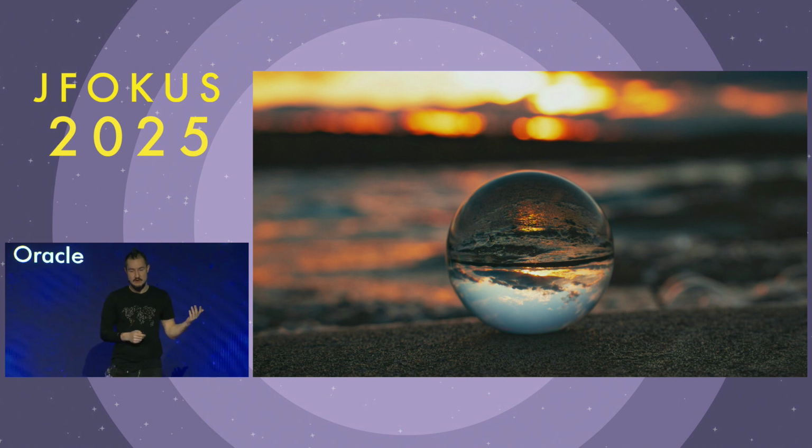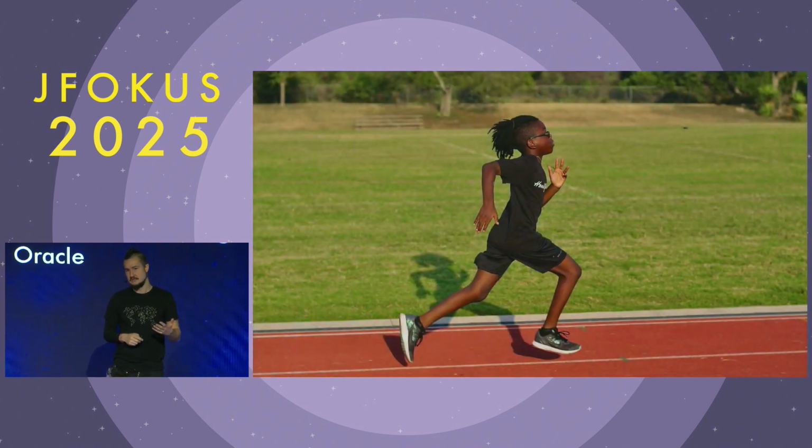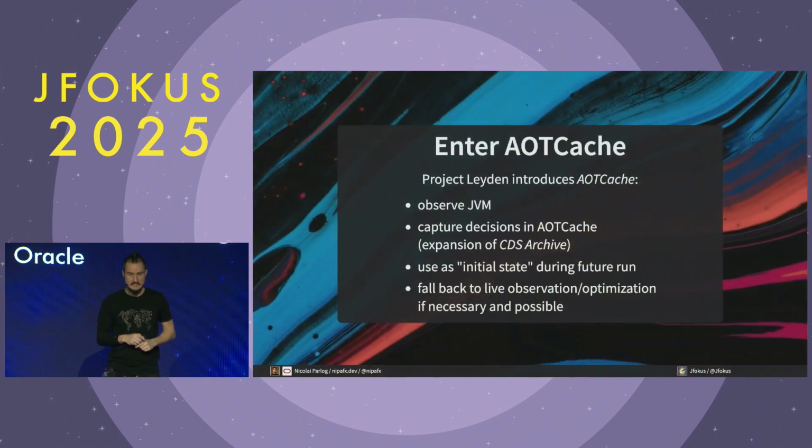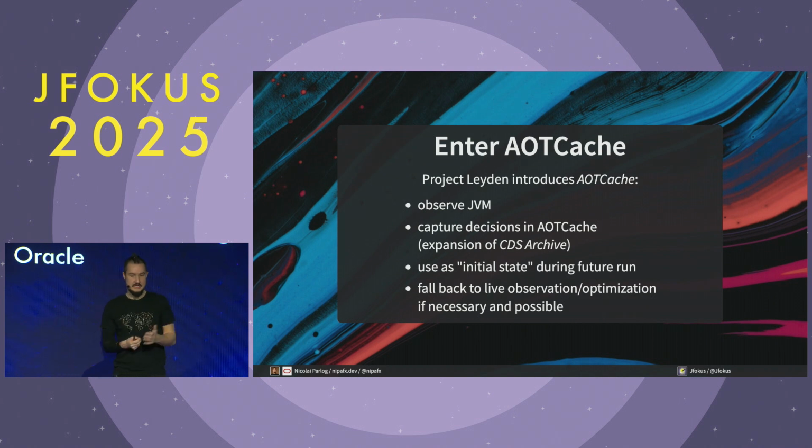We don't have a crystal ball, unfortunately. What we do have is training runs. We have a way to observe something in practice and then draw conclusions from that. So this is where the AOT cache comes in. Project Leiden, which is one of, I would say, the 6 biggest JDK projects currently going on, introduces this. The idea here is to observe the JVM while it's doing something, and then capture all of those decisions in an AOT cache.